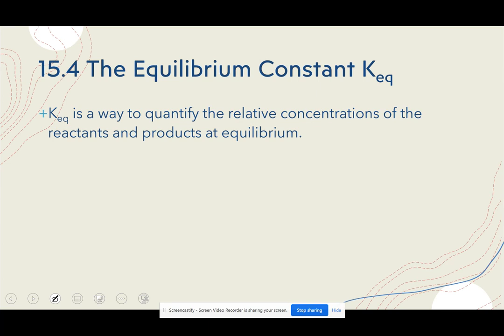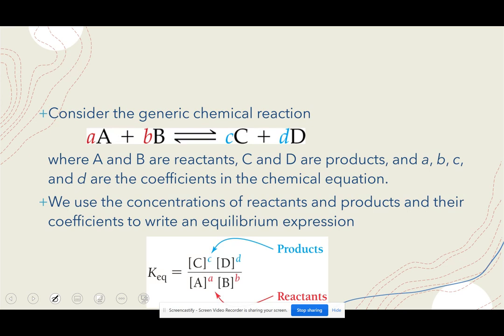There is something called the equilibrium constant, Keq, that is a way to quantify the concentrations of reactants and products at equilibrium. So if we have this general chemical reaction where A and B are reactants, C and D are products, and then the lowercase letters are the coefficients, we can use the reactants and products and their coefficients to write what's called an equilibrium expression. Equilibrium expressions are always products, concentration, that's why they're in brackets, concentration of products raised to their coefficient over concentration of reactants raised to their coefficient.